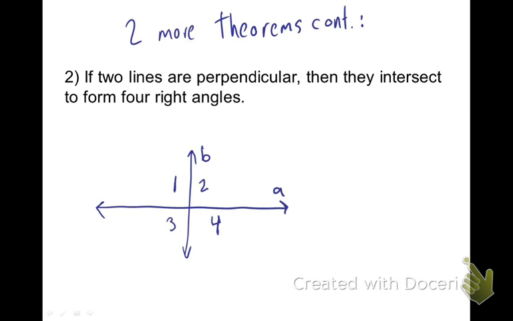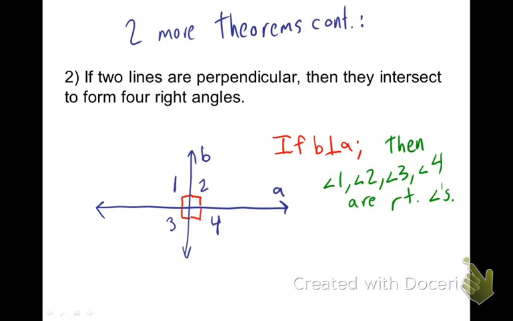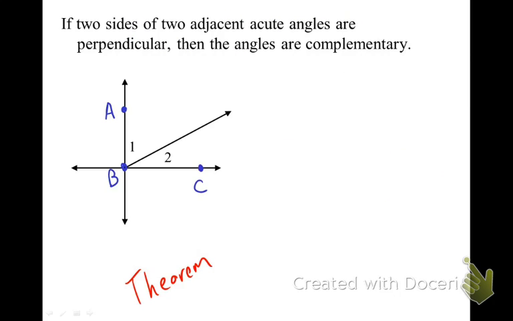Here's another one. If two lines are perpendicular, then they intersect to form four right angles. And that seems, as a theorem, it actually seems like it should be a postulate because it's pretty obvious.